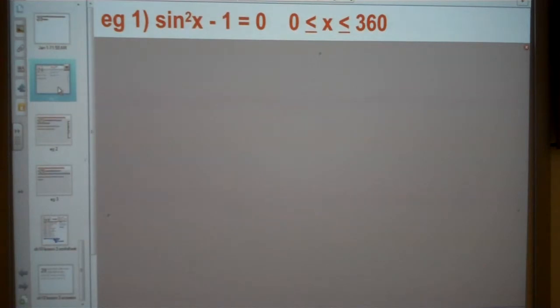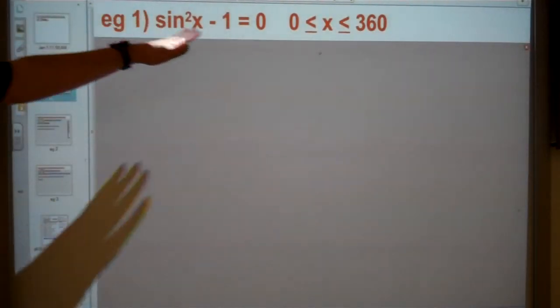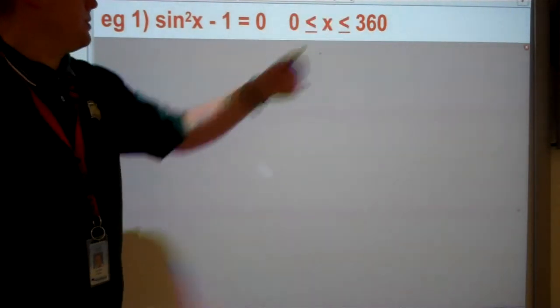Now we're going to build on the work that we did in lesson 2. This is our 3rd lesson. This is solving quadratic trig equations. And we've put our limits here. We're going to stick with degrees, and we're going to go from 0 to 360.